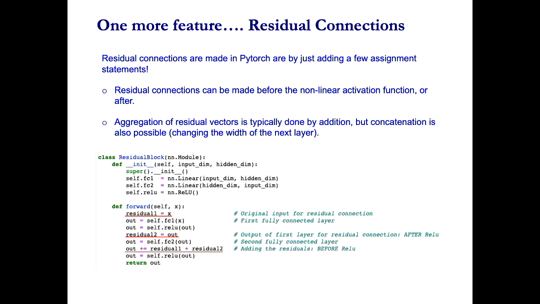Enough philosophy. So how do you do this? It's the simplest thing in the world. I mean, look at this. If you want a residual, here's your forward pass, okay? You save your input here in a Python variable. Then you send it through a layer with ReLU. And then you save the output from that. And you save it here. Then you send it through another linear layer. And then you add these two. And then you send it through another ReLU and out. It's just adding three assignment statements.